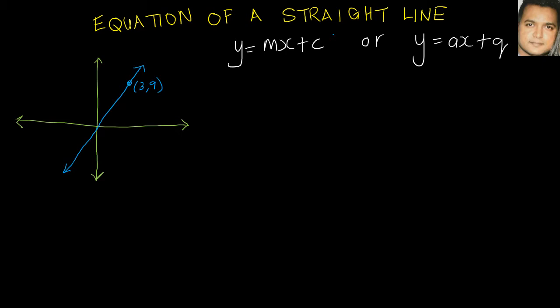In this case, your m is your gradient, as well as your a will be the gradient, and then your y-intercept is your c and your q. They mean the same thing as I mentioned, but the letters are different.